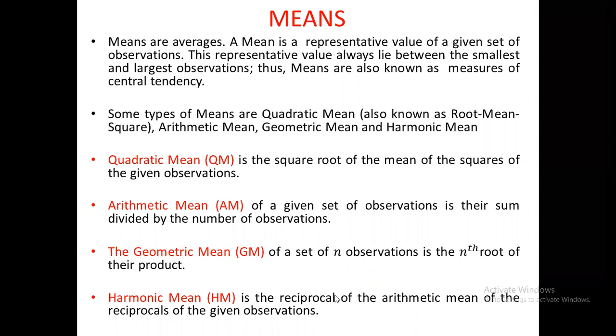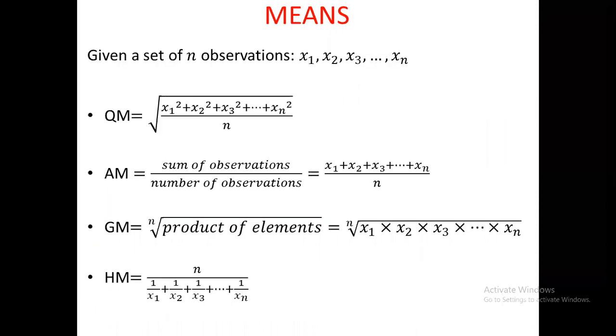The harmonic mean is the reciprocal of the arithmetic mean of the reciprocals of the given observations. Now, this may be a bit confusing, but formulas have a way of making things look clearer.